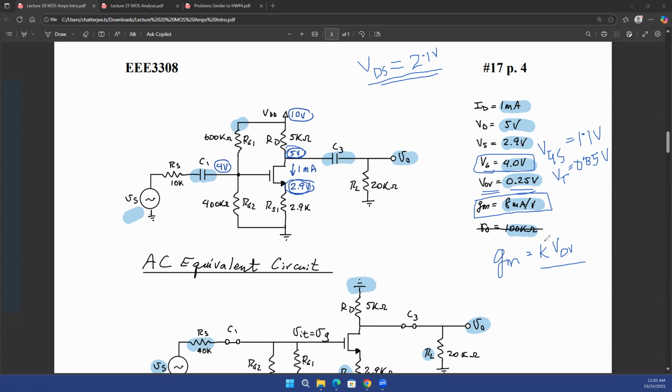In the problem, in this case, GM is directly given to be 8 milliampere per volt. But it is also possible that in the problem, I give you the value of K, and then in that case, just multiply K with VOV, you get GM.